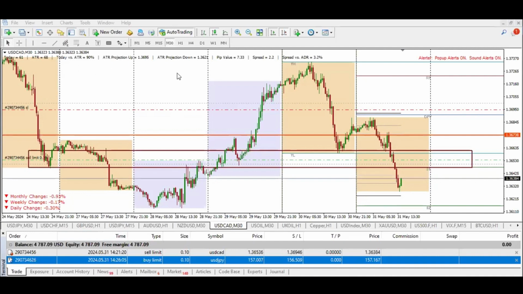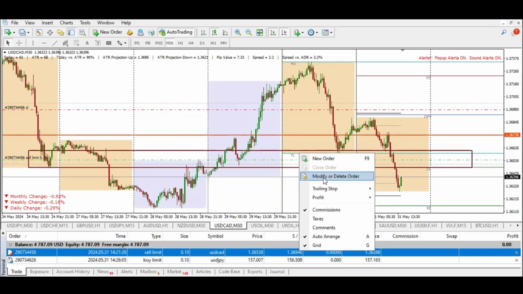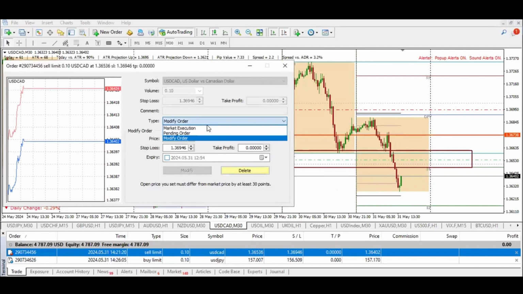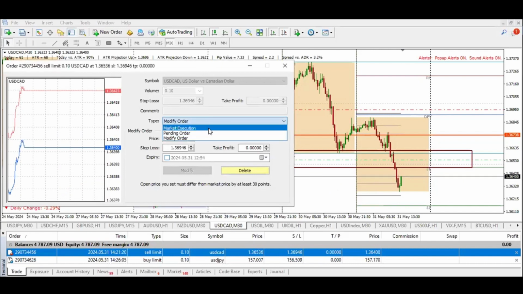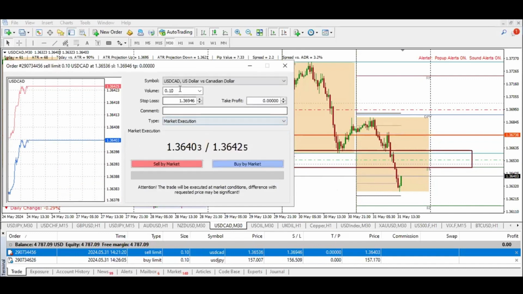Now, if I want to close the trade in profit, first of all, there has to be a take profit already. Let's say if I click on this, I hit modify. What I need to do is change it from modify order to market execution. So I click on the trade, I hit modify, change it from modify order, that's the type, to market execution. And then I change the volume, right? So maybe the volume I want to close, 0.05. I change the volume to the portion I want to close and I hit on close.